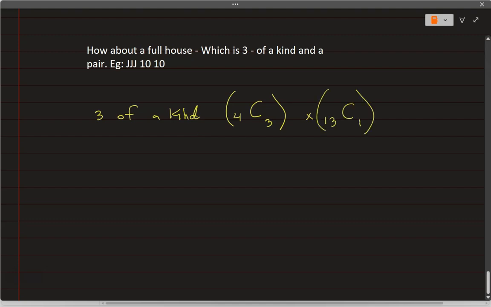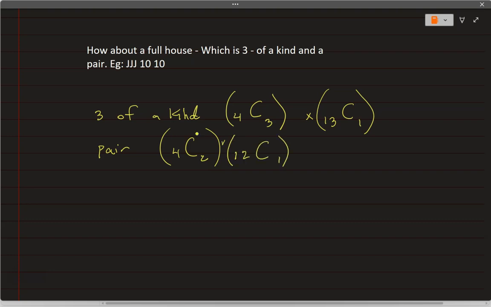And then you have the pair. So for the pair, that would be 4 choose 2, because you're choosing 2 out of the 4 cards of the same value. So in this case, pair means like 2 twos, 2 jacks, 2 queens. And how many different values can we have for a pair? Well, that would be 12 of them. So you have to do the multiplication of 12 choose 1. Okay, that's the multiplication for that.